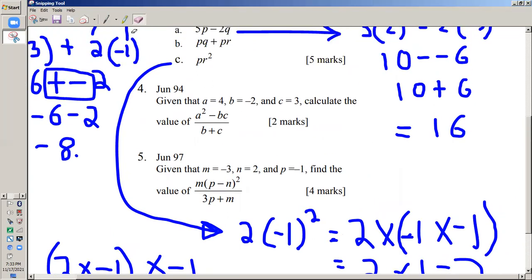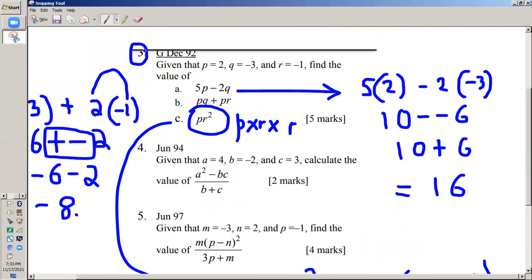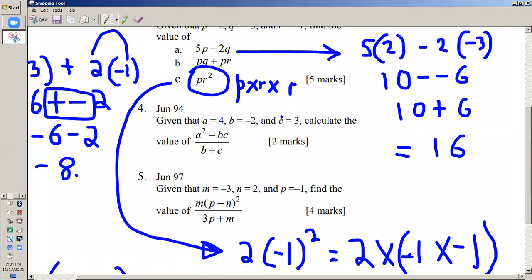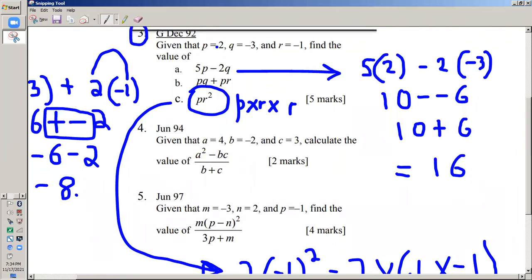All right. Remember, this is what C is. What does PR square mean? It means P times R times R. Remember, this was number 2. You remember number 2? We just did number 2. It's something very similar to this. So P times R times R, and then you just replace the values. 2 times -1 times -1.